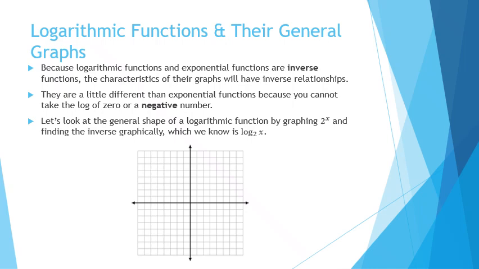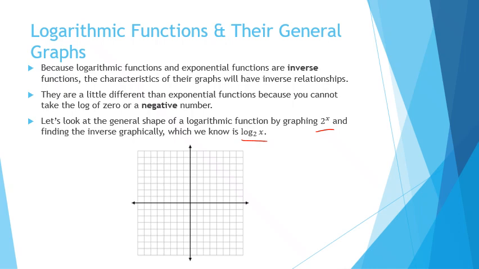All right, so today we're going to be learning more about logarithmic functions and their general graphs. Because logarithmic functions and exponential functions are inverses of each other, the characteristics will also have an inverse relationship. For example, they're a little different than exponential functions because you can't take the log of 0 or a negative number. So let's take a look at the general shape of a logarithmic function by graphing 2 to the power of x and then finding its inverse graphically.